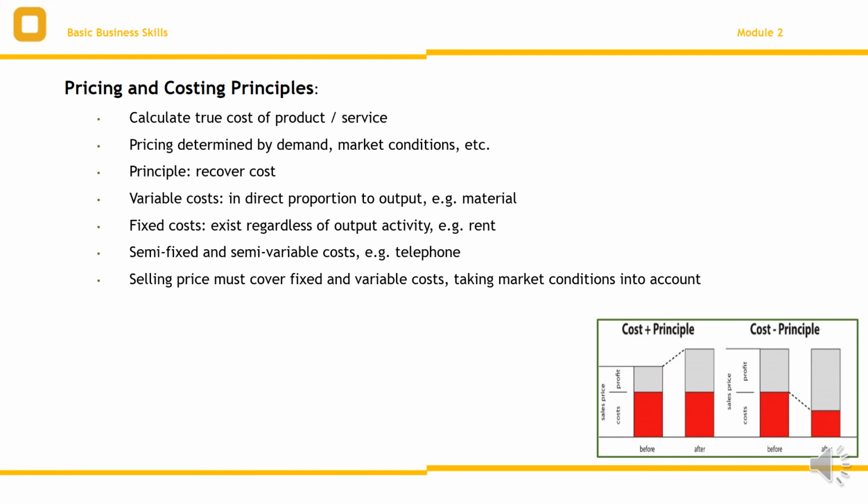Your fixed costs are costs that will exist within the organization regardless of output, regardless of how much production you are actually producing. Examples of fixed costs will include things like rent, it will include costs such as insurance. Some costs cannot be entirely variable or fixed costs, but they will be semi-fixed or semi-variable. An example of such costs are your telephone costs, which can sometimes be semi-fixed or semi-variable.